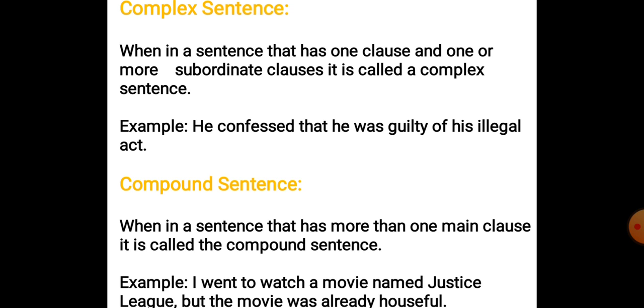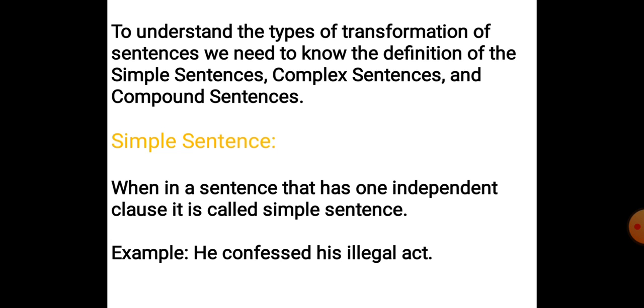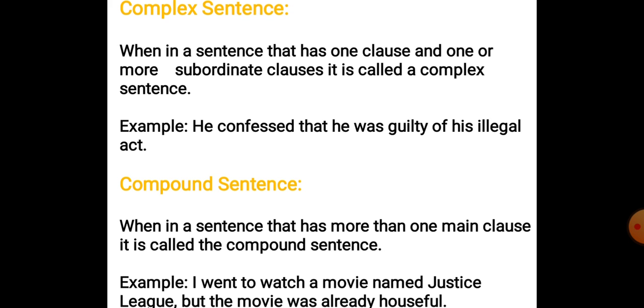For example, the same simple sentence you have seen, he confessed his illegal act. Now it can be changed into a complex sentence: he confessed that he was guilty of his illegal act. Here you can see he confessed is a main clause, and that he was guilty of his illegal act is a subordinate clause. These two types of clauses are present as the complex sentence requirement is there. So this is a complex sentence.